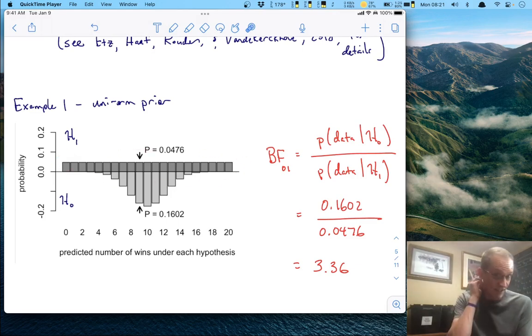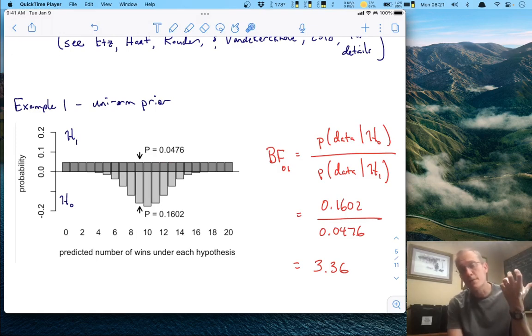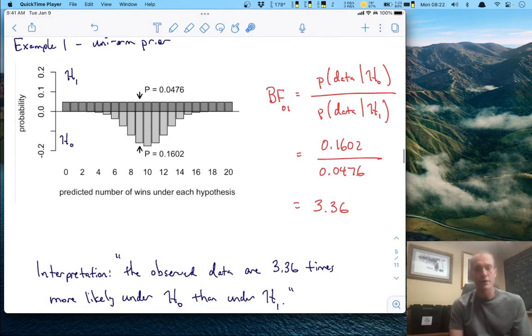And then the Bayes factor is simply: take your observed data. Remember, the observed data was 9 successes out of 20 trials. So you take that observed data and you simply find the ratio of the probabilities of that data under each model. So it was more likely under H0, right? It was this likelihood, 0.1602. And we divide that by 0.0476 and we get a Bayes factor of 3.36. That literally means that the data are 3.36 times more likely under H0 than H1, okay?